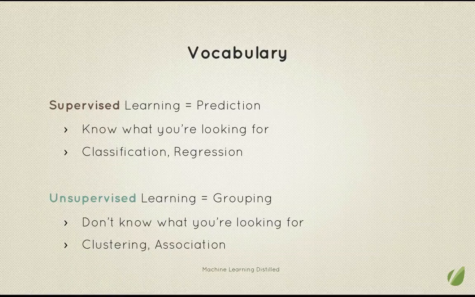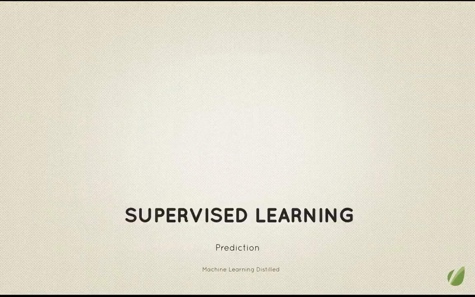Secondly, unsupervised learning, and it's about grouping. In this case, you're unsupervised, and that means you don't know the right answers. You don't know what you're looking for. You're just trying to find patterns in the data. 2 examples of unsupervised learning are clustering and association. Clustering means you're grouping things that are similar together, and association means you're trying to find things that usually go together. First, let's take a look at supervised learning.